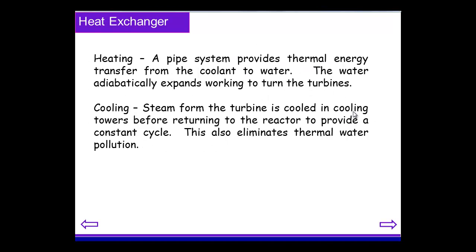The heat exchanger has a heating side where a pipe is providing thermal energy to be transferred from the coolant to the water. And so the water expands, causing the turning of the turbines. And there's also a cooling side where the steam from the turbine is cooled down, like in a typical power station. And therefore, this cooling process means that there's some wasted heat there. So hot water is a byproduct of this, and it causes a thermal pollution of sorts.